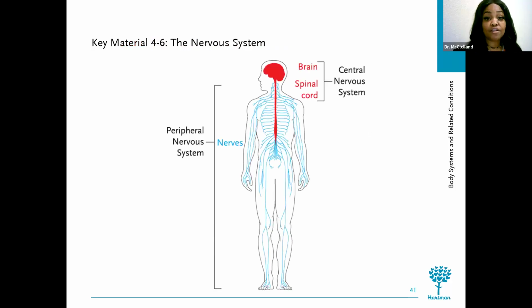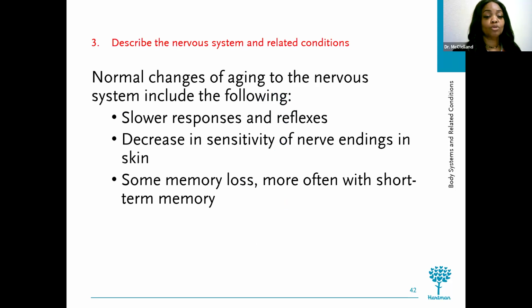All right, let's look at the nervous system. The nervous system consists of the central nervous system and peripheral nervous system. Normal changes of aging to the nervous system include the following: slower responses and reflexes, decrease in sensitivity of nerve endings and skin, some memory loss, more often with short-term memory.